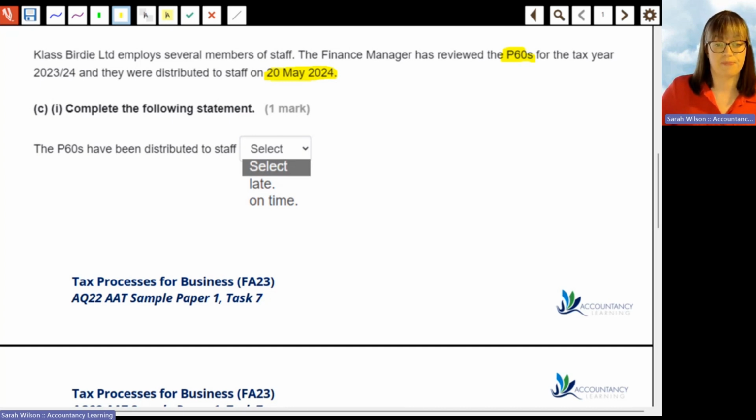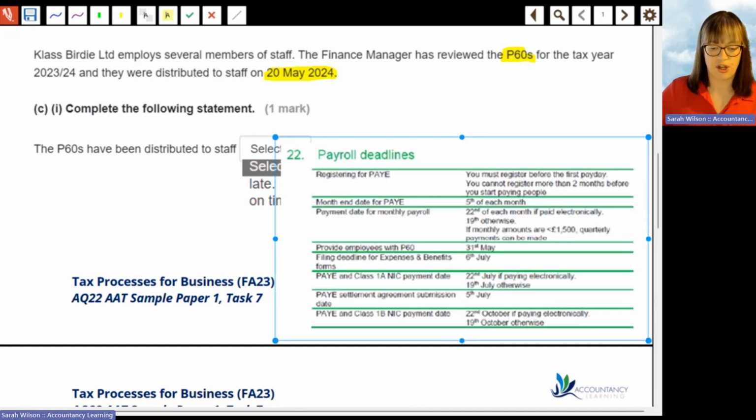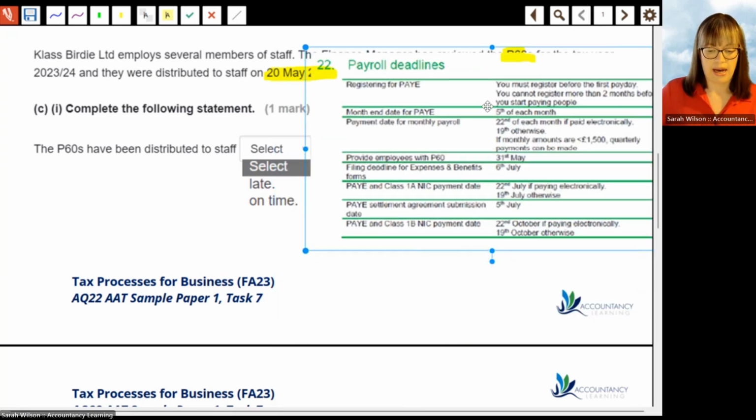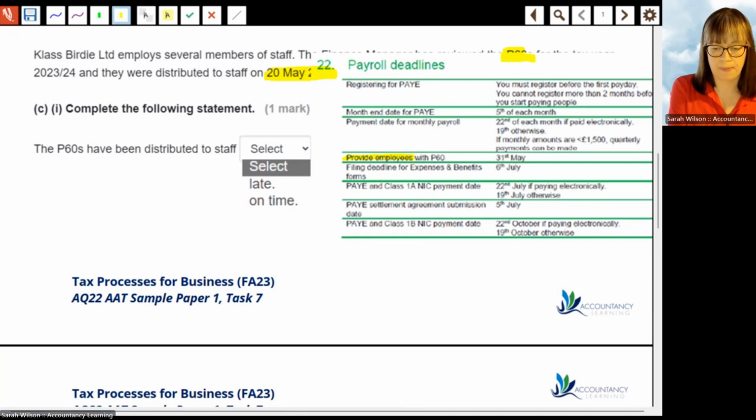So for this one, I'm going to bring up reference material number 22. And we can see here that for P60s, they need to be given by the 31st of May. So because they were distributed on the 20th of May, we can say that they were distributed on time.